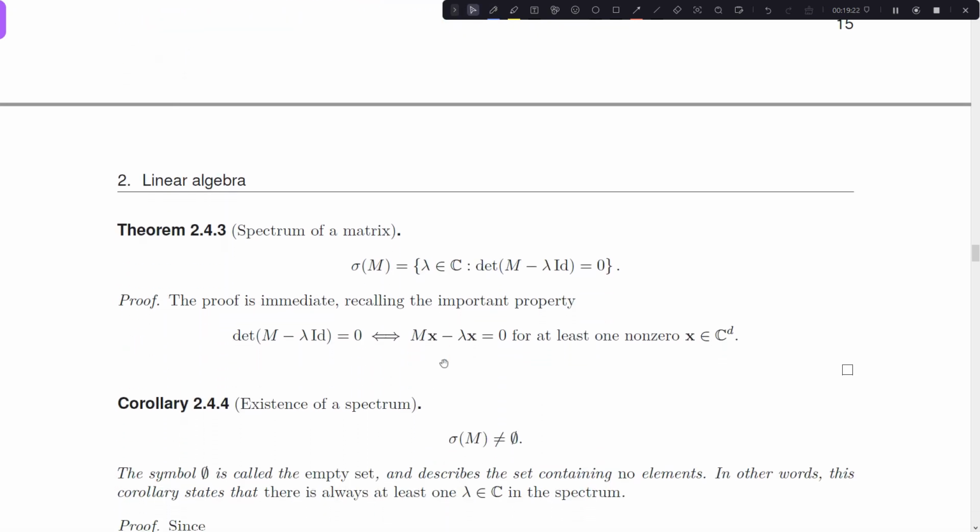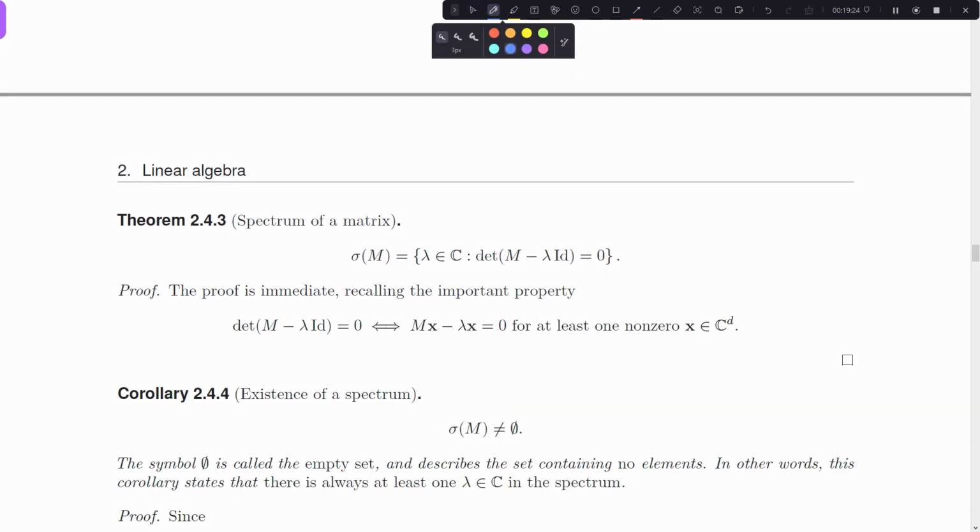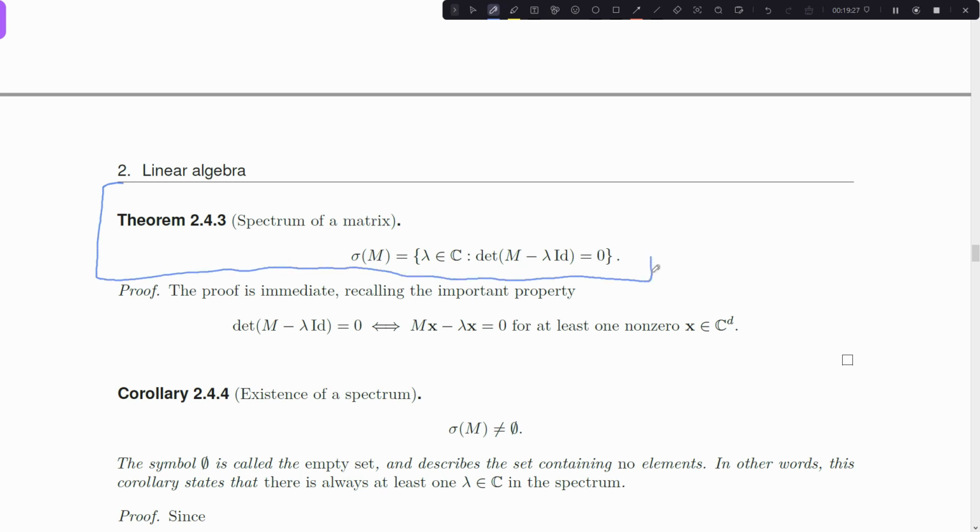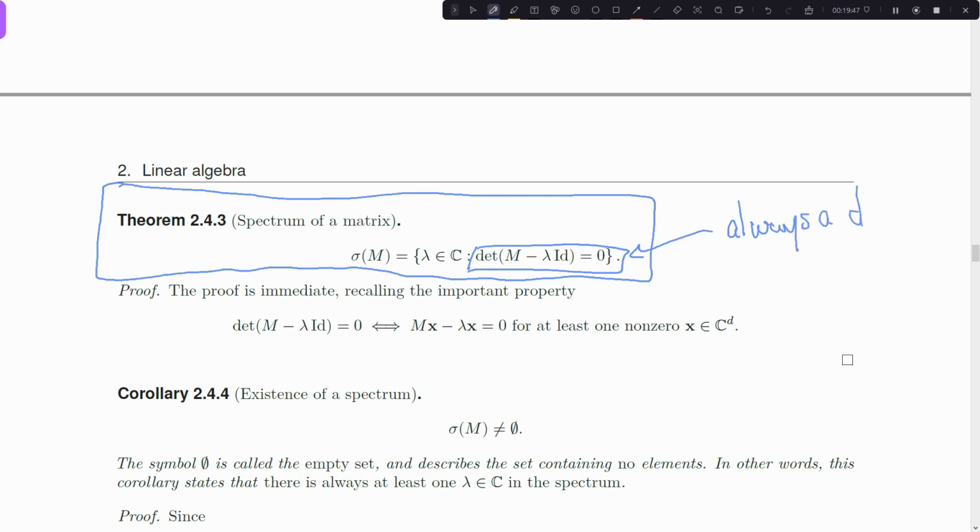Here's our following theorem. The spectrum of the matrix is precisely the values in the complex numbers for which the determinant of the matrix minus lambda times the identity is 0. And what's beautiful about this is that this expression is always a d-degree polynomial in lambda.